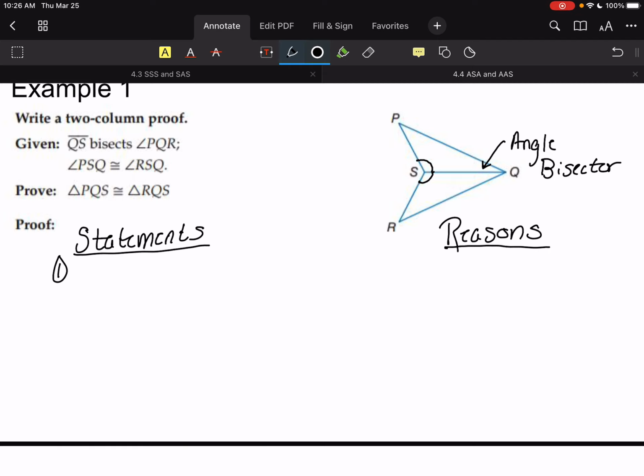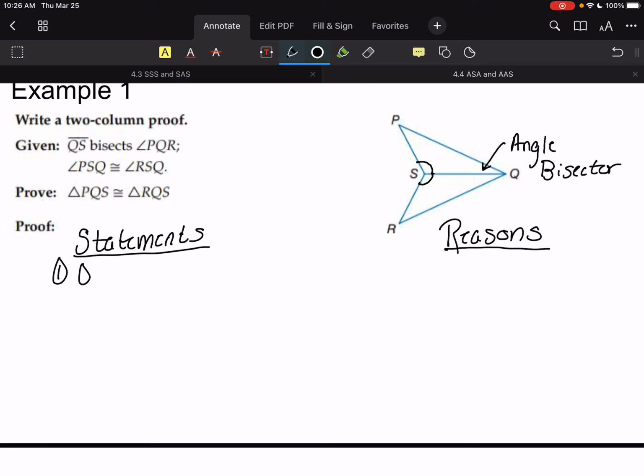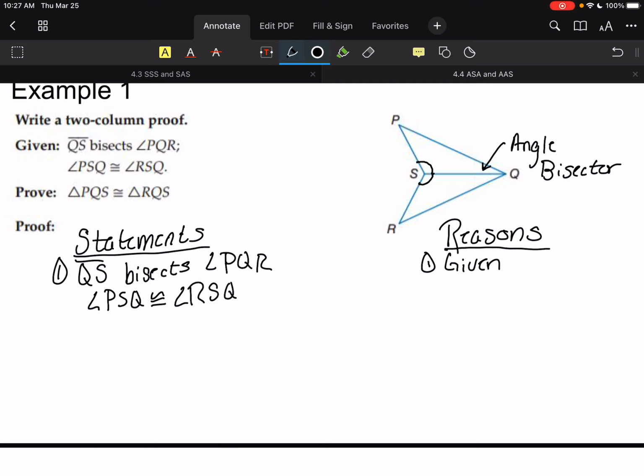First thing we want to start with is the givens. So we know that QS bisects angle PQR, and that was given. The other thing given was that angle PSQ is congruent to angle RSQ.